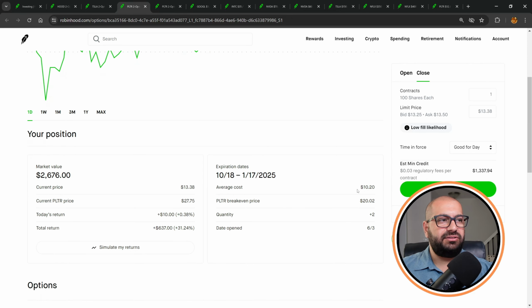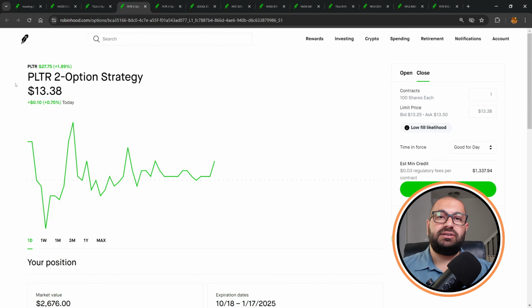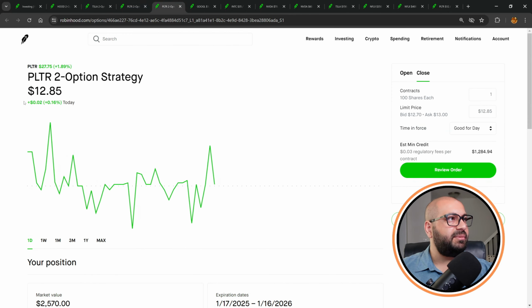Similar for PLTR, you see the average cost for the 2 contracts that are open right now was $1,020 instead of putting in $2,500, and similar for the other one.